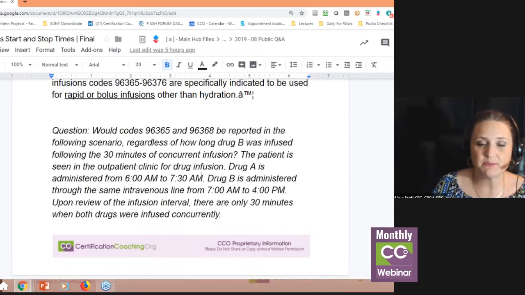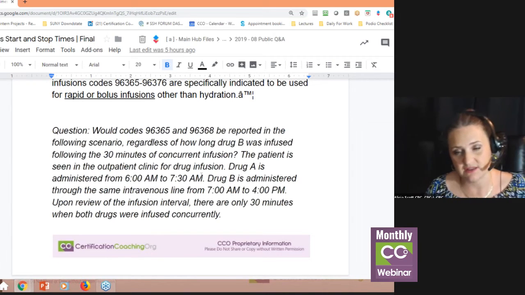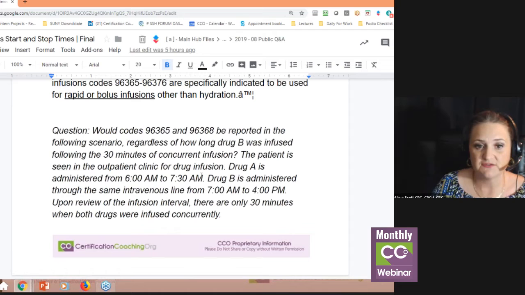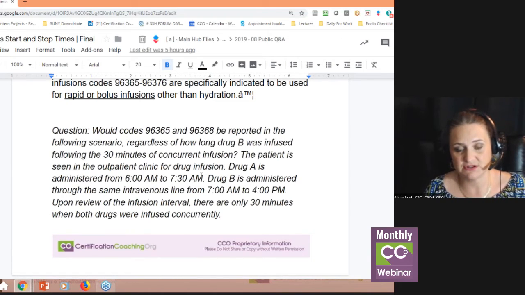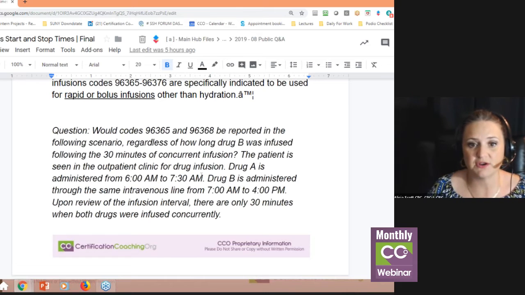The patient is seen in the outpatient clinic for drug infusion. Okay, that's outpatient clinic versus facility, right? Drug A is administered at 6 a.m. and 7 to 7:30 p.m. So you've got an hour and 30 minutes.